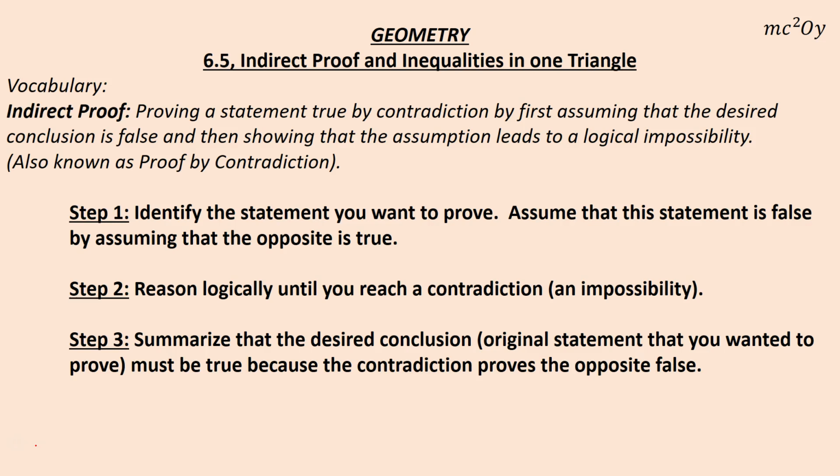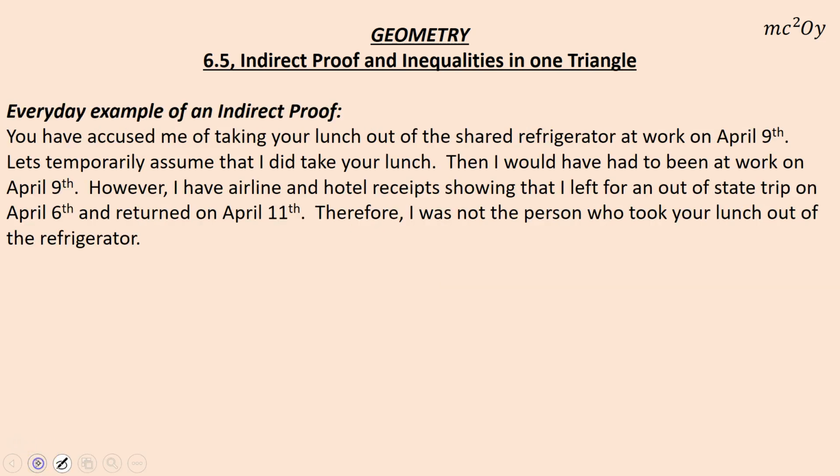We reason logically until we reach a contradiction, which would be our second step, so an impossibility. And then step 3 is to summarize that the desired conclusion, the original statement that we wanted to prove, must be true because its opposite is false. Okay, I know it sounds a bit confusing and a little weird, and these proofs are, but we'll go ahead and try one here. And actually, let's get a real-life example first, or maybe an everyday example.